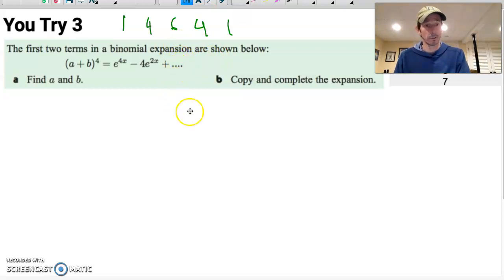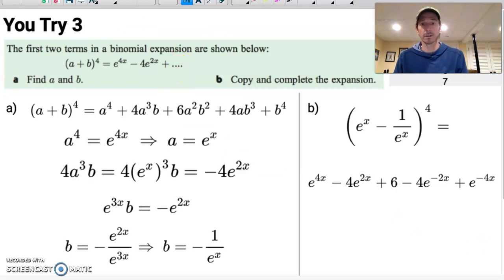Video's on pause because you've already done it, and now you're going to check, and that's what you should have gotten. So again, same idea. You're setting a to the fourth, which is your first term, equal to this first thing here. And so if you take a fourth root, a would be e to the x. Notice there's a minus sign. That's a very good sign that b is going to be negative. And indeed, that's what happens.